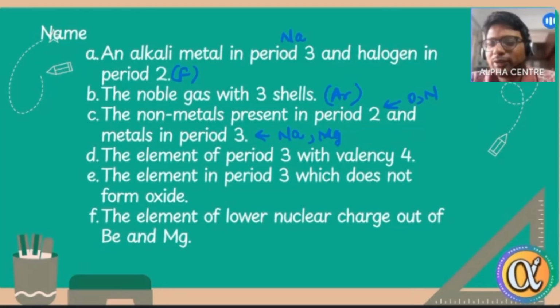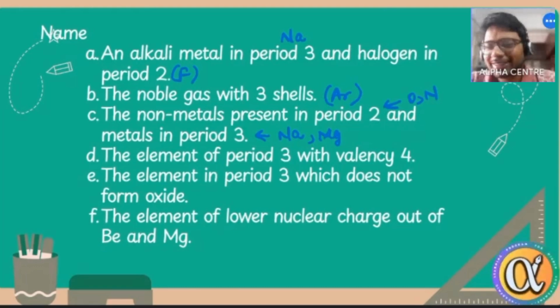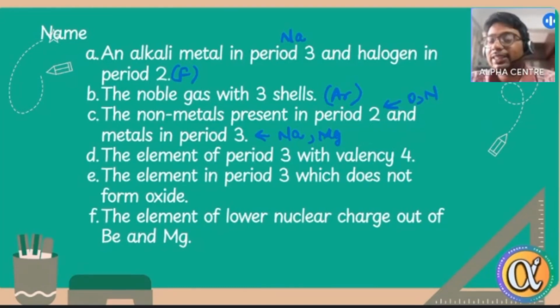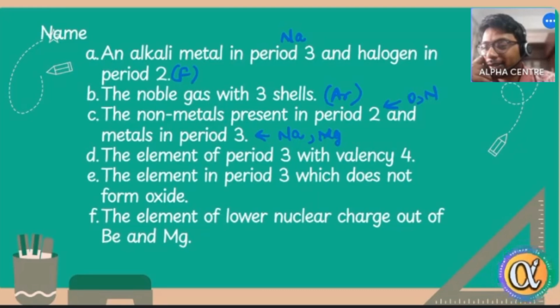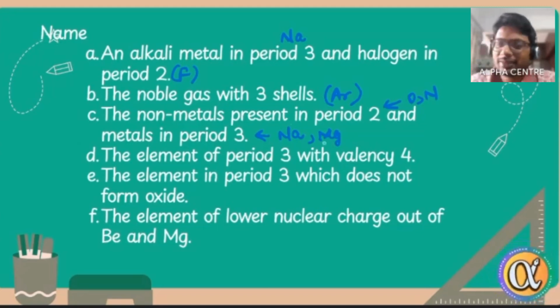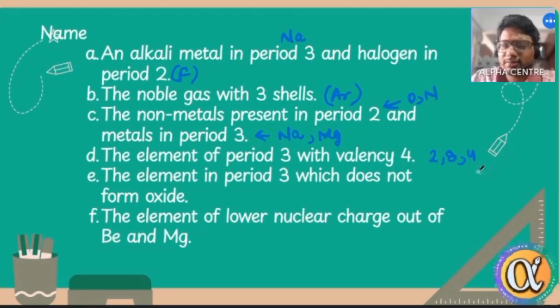The element in period 3 with valency 4. It's a good way to learn our periodic table. An element in period 3 with valency 4. Silicon. Silicon is 2, 8, 4. So that's fine.